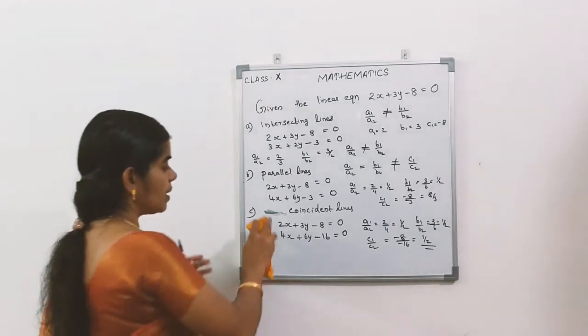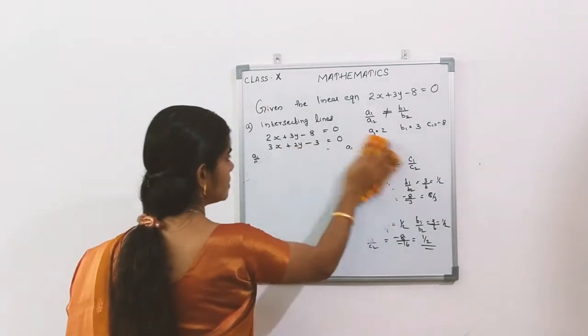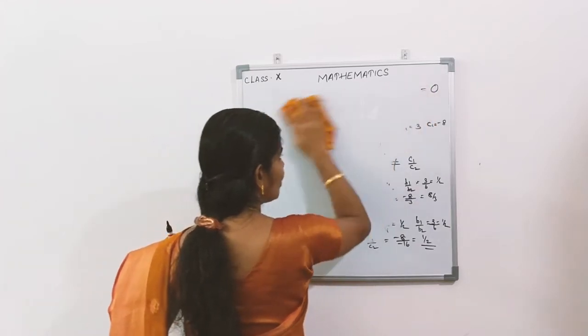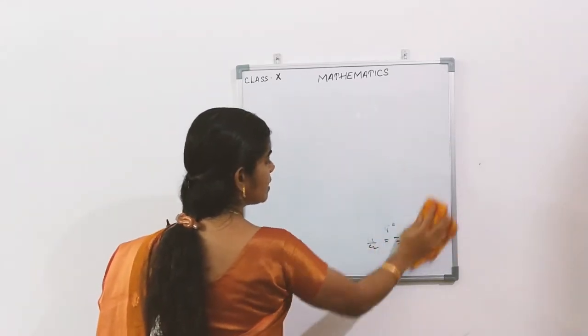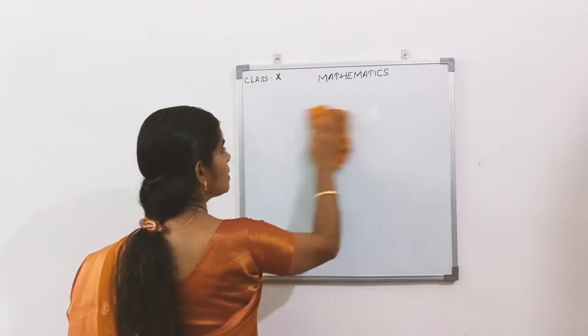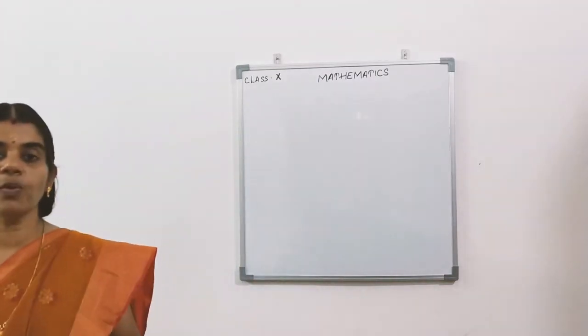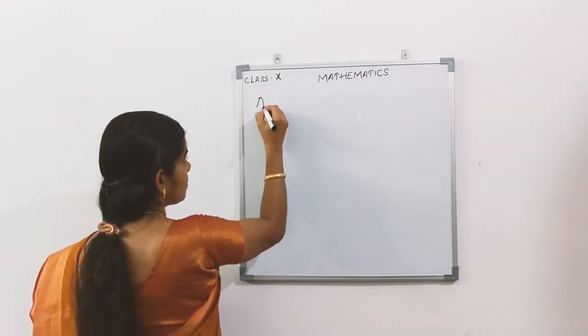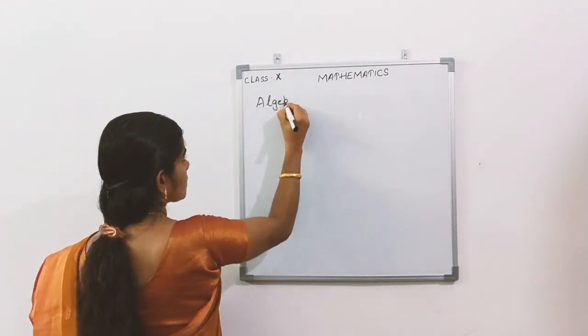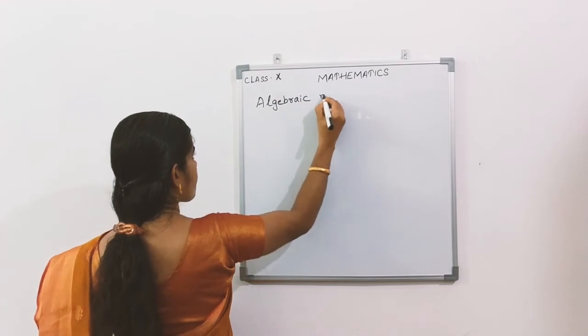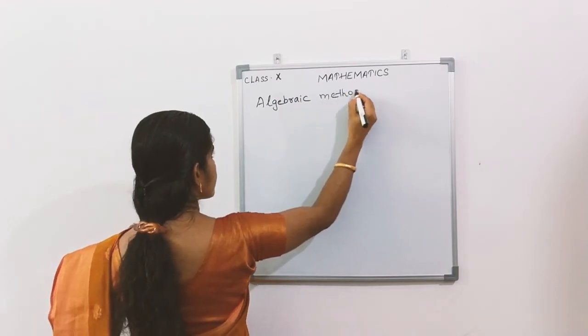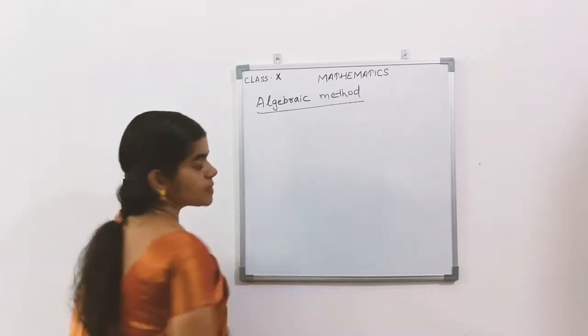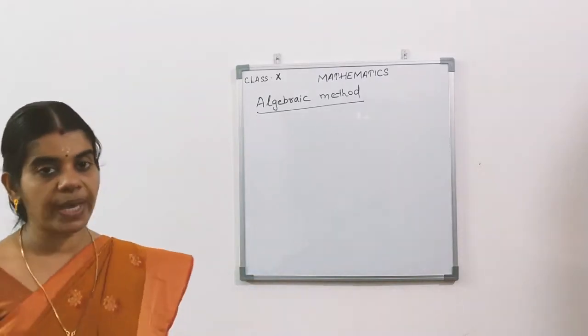Next, our graphical method almost over. Next we are going to the algebraic method of solving pair of linear equations. What is it? Algebraic method of solving pair of linear equation in two variable.